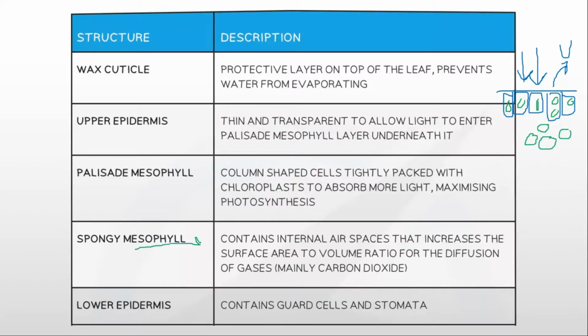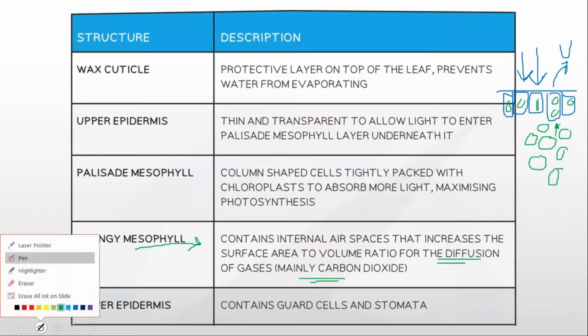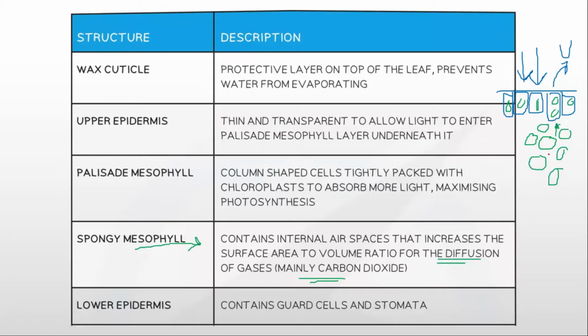Now, what are spongy mesophyll cells responsible for? They contain internal air spaces that increase the surface area to volume ratio for the diffusion of gases, mainly carbon dioxide. How do they do that? Let me tell you. For example, these air spaces have a higher amount of carbon dioxide present. Let me draw these spongy mesophyll cells. Now you see the air spaces between them.